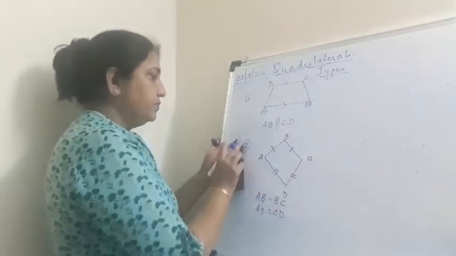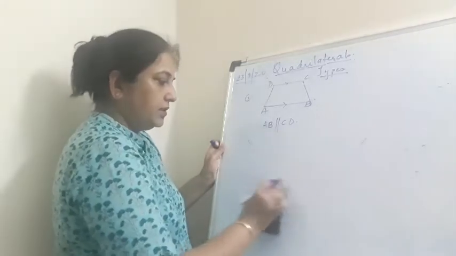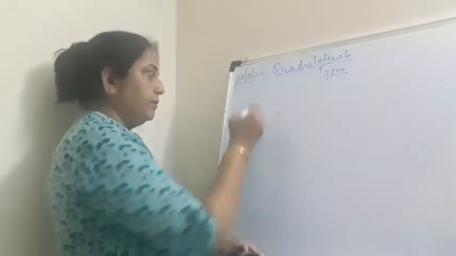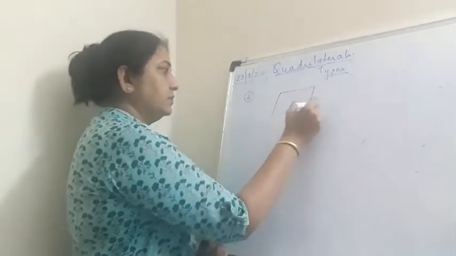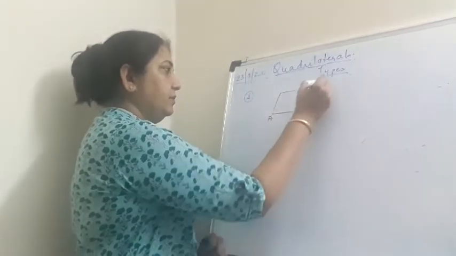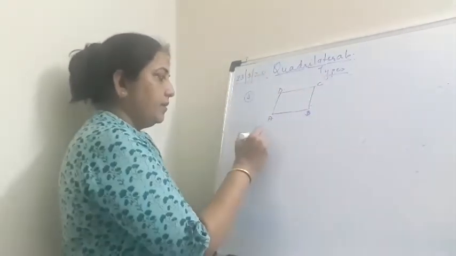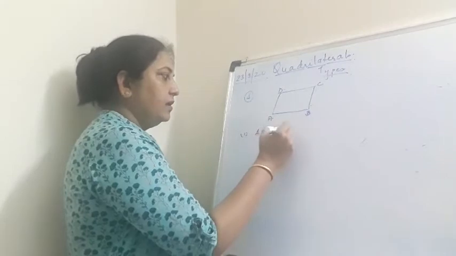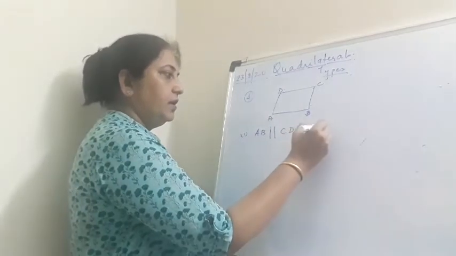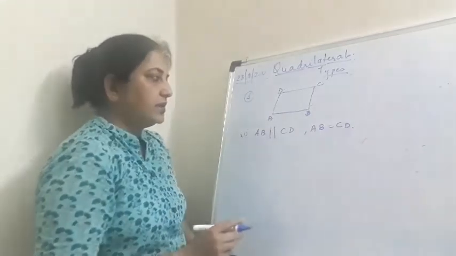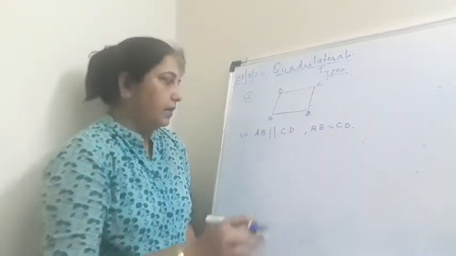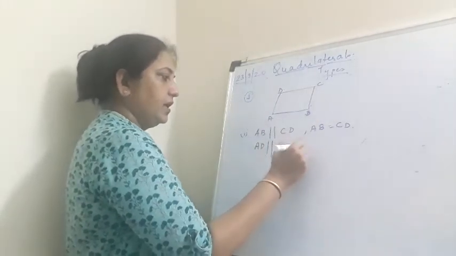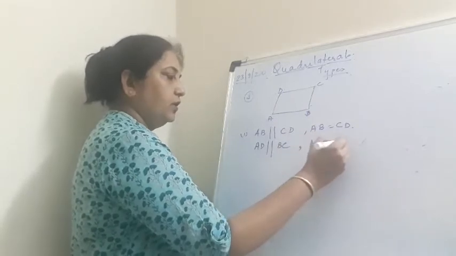I hope you've written these definitions and drawn the figures in the notebook. Then I told you what a parallelogram is. In a parallelogram ABCD there are maximum properties. Firstly, AB is parallel to CD, and AB is also equal to CD. So we can say that opposite sides are equal and parallel. Similarly, AD is parallel to BC, and also AD is equal to BC.